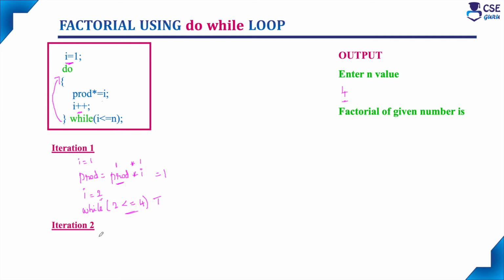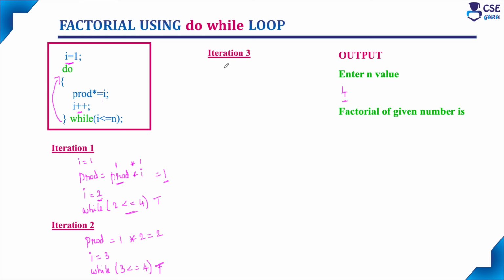Next, consider the second iteration. Here I value will be considered as 2. So it will execute the body of the loop. So body of the loop, if we are considering, product is equal to product value in previous iteration is 1 and I value is 2. So we will get it as 2. Update I value, now I will be updated to 3. Then check the condition while 3 less than or equal to n value is 4. We are not doing any changes with n value, so n value is 4 only. Condition true.